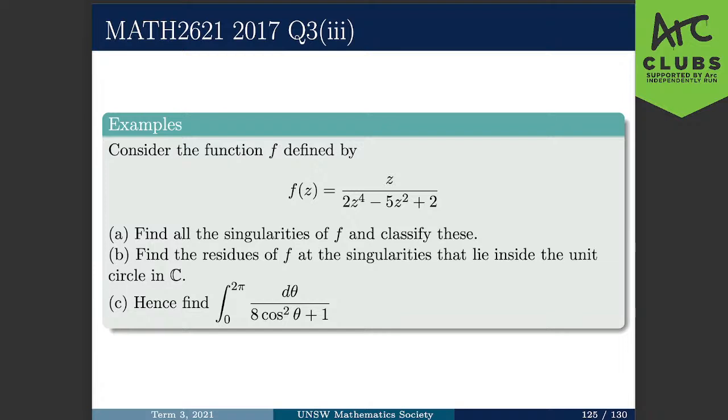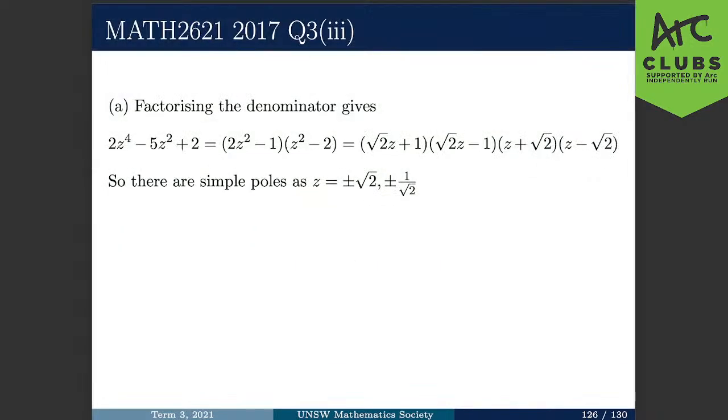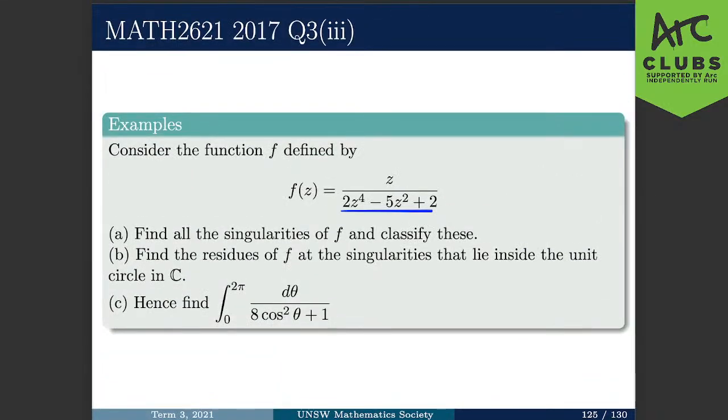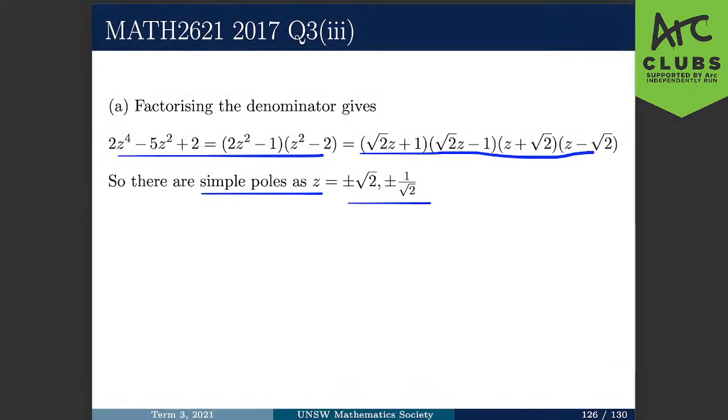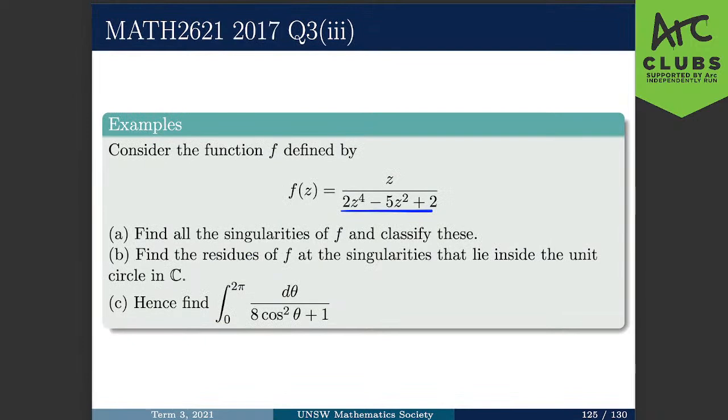So as usual, for singularities, I want to find where the denominator is 0. So this is reducible to a quadratic. I can very easily solve it. Okay, so I factorize it further, and we get the 4 roots. These are all single roots of the denominator. Obviously, the numerator itself doesn't change anything. So these are all, in fact, simple poles. There are zeros of the denominator of order 1. They're all simple poles.